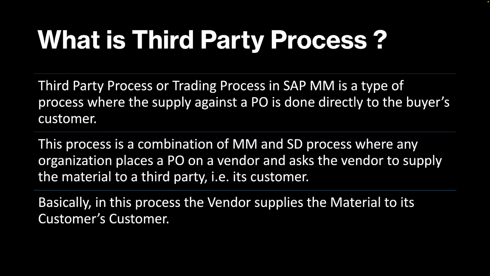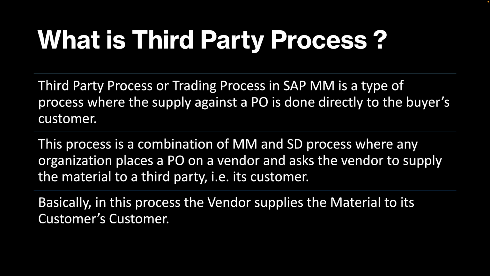So basically third party process, or it is also called as a trading process, is a type of process where the supply against a purchase order happens directly to the buyer's customer. That is, a trader places a purchase order on a vendor and then asks the vendor to directly supply the material to its customer. Mainly this process is utilized by traders who basically purchase material from vendor and then supply them to their customers. So this process is a combination of MM and SD process.